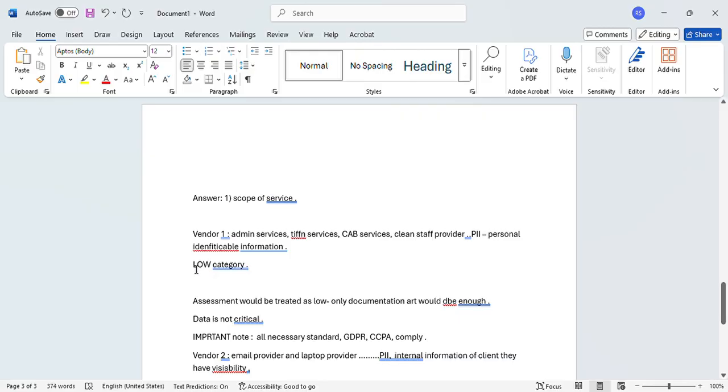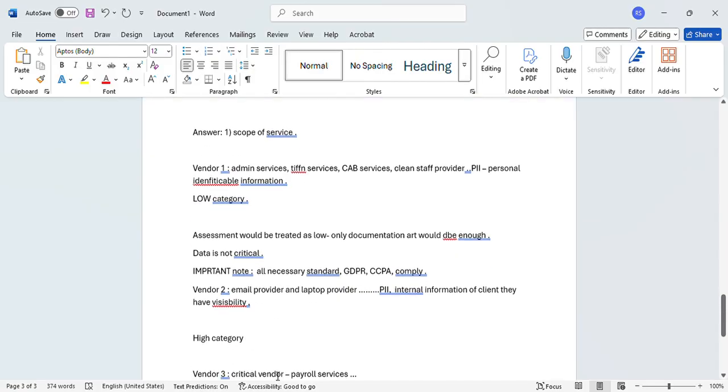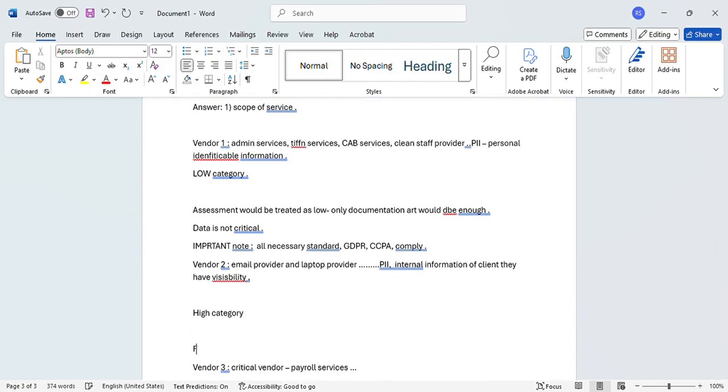I repeat, if a vendor is in the low category, that doesn't mean that we are compromising with the vendor. No, all the standards should be requested from the vendor, like all the certifications, for example SOC 2, NIST if there, or ISO 27001, or anything related to data privacy. All these things we need to request from the vendor. Very important point. Vendor number 2 is the email provider. Since this is a high category vendor, full reviews are required.